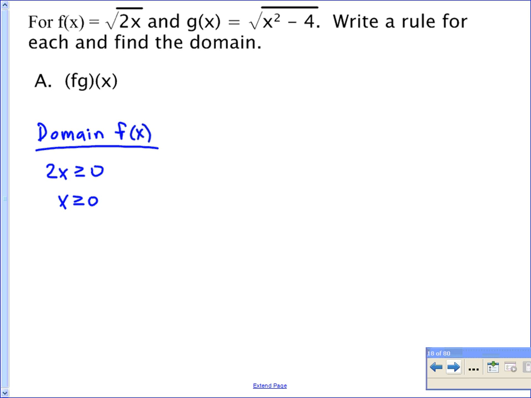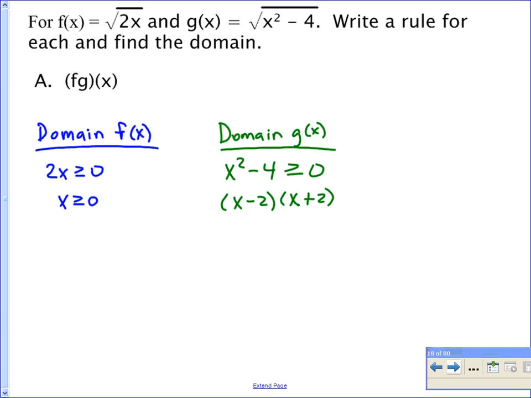And now let's find the domain of g of x. The domain of g of x is going to be that x squared minus 4 is greater than or equal to 0. So again, we have a quadratic and an inequality. That tells us we're going to have to use test points. So we have a number line. We're going to have a -2 and a +2 on the number line. You choose your test points, and the way it's going to turn out is that this area doesn't work because that's going to produce a negative. These areas do work.